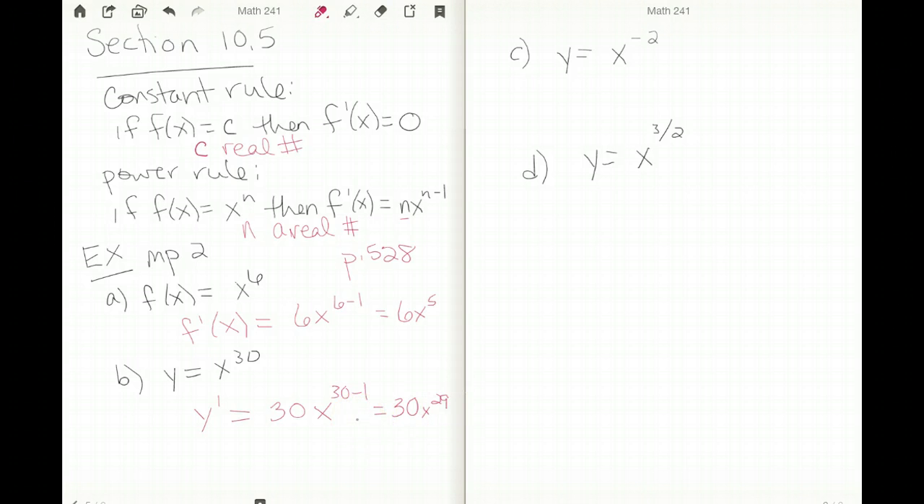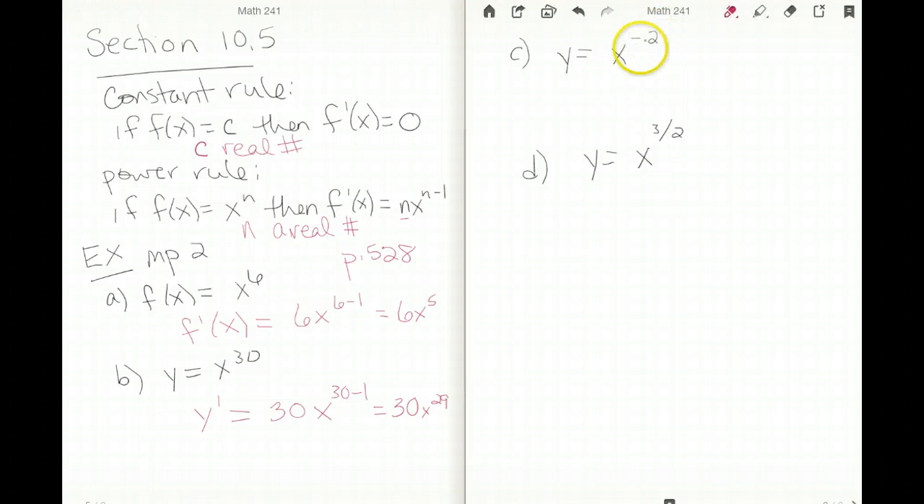Good, and that's the derivative. Okay, let's keep going. There's 2 more examples here. So I have y equals x to the negative 2. Now you may be concerned that this is a negative 2 up here, but remember that I told you that you can use this for any power on x you like, any real number power up there. So we just follow the same rule.